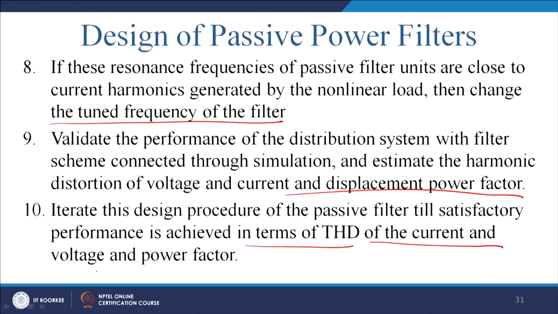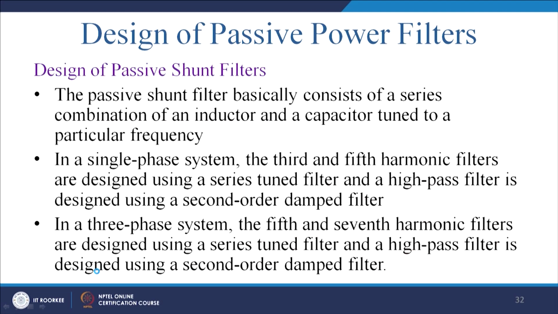Iterate the design procedure of the passive filter till satisfactory performance is achieved in terms of the THD of the current, voltage and the power. Now, the passive filter basically consists of a series combination of the inductor and the capacitor tuned to a particular frequency. In a single phase system, the 3rd and the 5th harmonic filters are designed using a series tuned filter. There is a reason behind that, because high current has to flow, and for this reason we want it to be a series tuned filter.